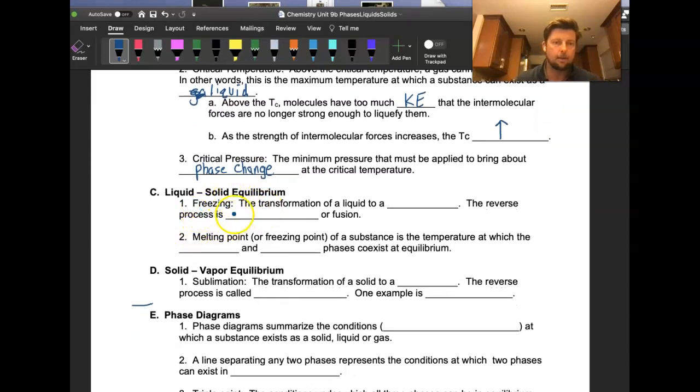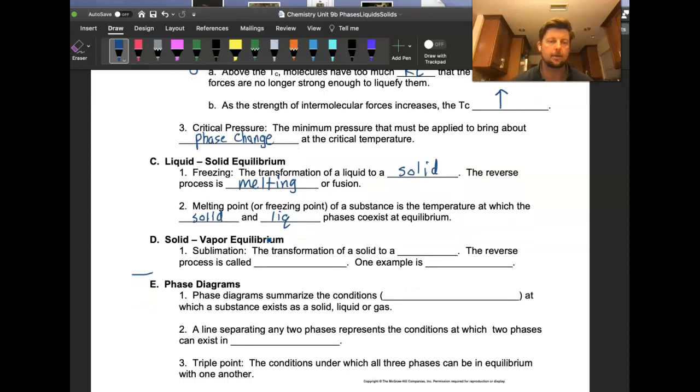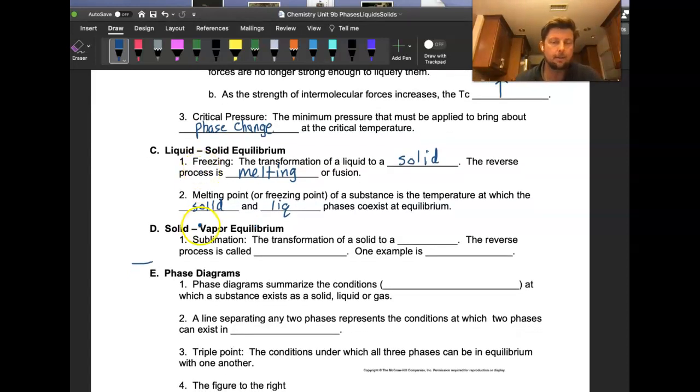So a couple last things. Liquid-solid equilibrium, we call it freezing, is the transformation of a liquid to a solid. The reverse is melting, or if you want to use a fancy term, fusion. The melting point or freezing point of a substance is the temperature at which solid and liquid phases coexist at equilibrium. So that's like your icy beverage where you have both solid and liquid at the same time. So if you have ice water or iced tea in front of you, the temperature is going to be really close to 0 degrees Celsius because you have both phases together.